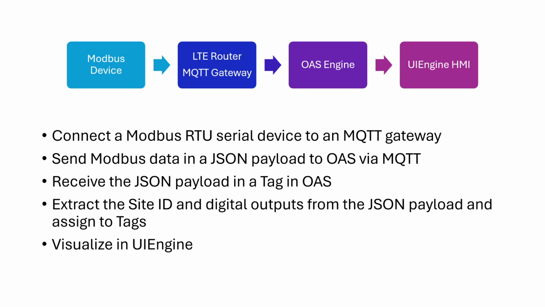Once the payload is ingested, we will use OAS calculation tags to extract various pieces of information out of the payload. This will include the site ID, the digital inputs, an analog input, and the digital outputs. Finally, now that the data is stored in a set of tags, we can visualize these tags in the OAS UIEngine. In the following slides, we're going to explain the concepts one step at a time, and then we will use OAS and UIEngine to create a real implementation.